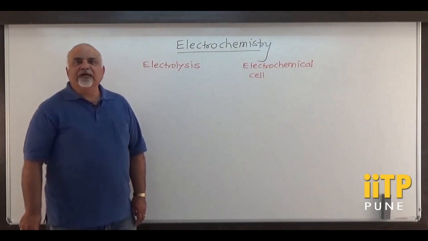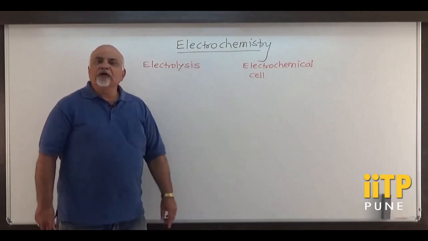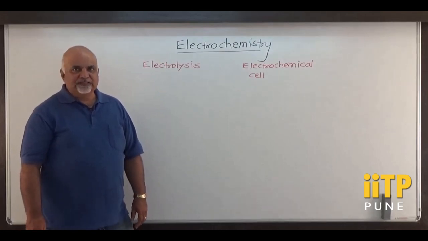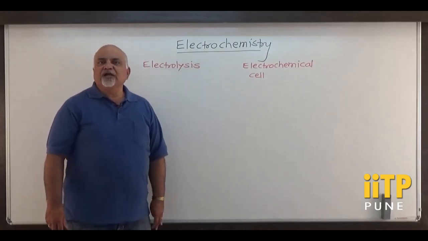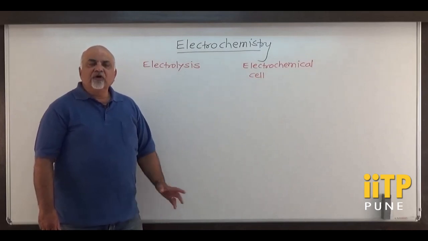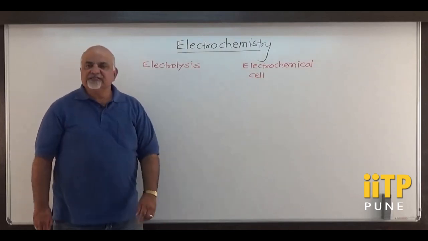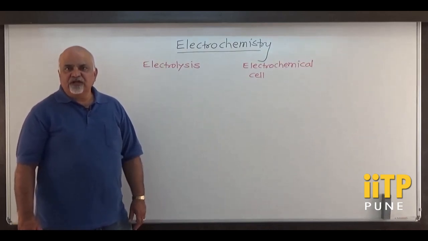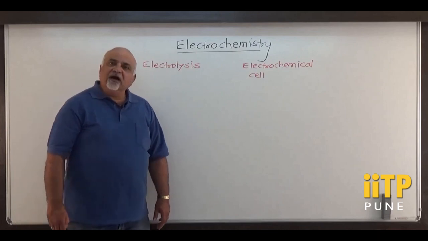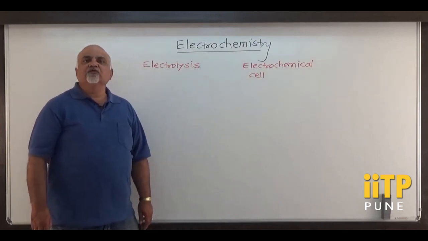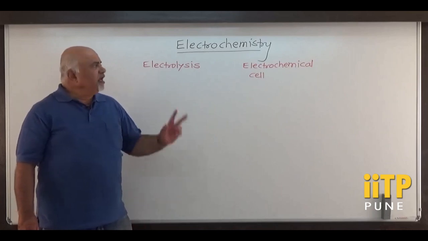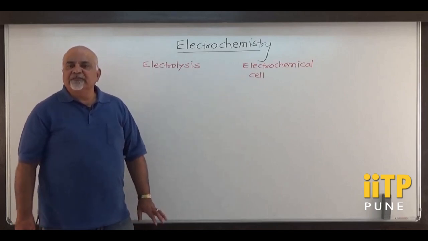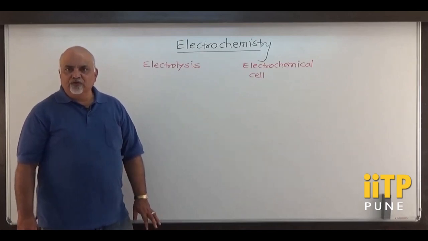The topic is electrochemistry. Electro is related to electricity, and electricity is related to electrons. So when we talk about the subject electrochemistry, we have to apply two different ideas. First is how to use electricity for chemical reactions. Second, how to use chemical reactions to generate electricity. So there are two different ideas. Of course, in both cases, certain common principles of fundamental physics will be used.